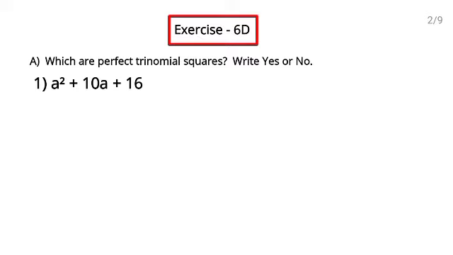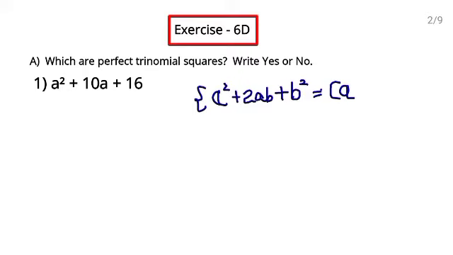In exercise 6D, which are perfect trinomial squares? We first have to find out which are perfect trinomial squares. So we will use the identity. This is a plus sign, so we will use the identity of plus, that means a square plus 2ab plus b square is equal to a plus b whole square.